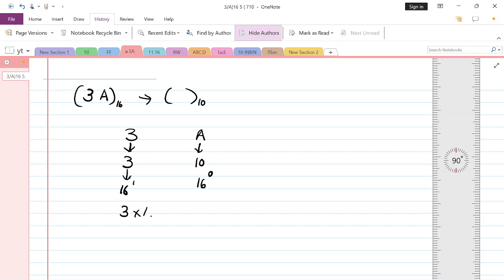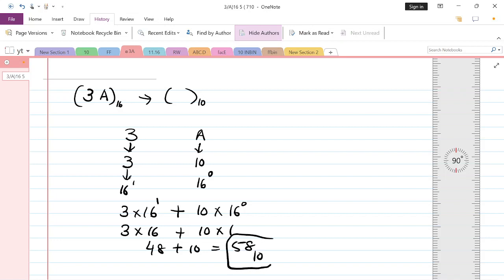So 3 into 16 and 10 into 16. So I won't write a over here. Naturally, you can't multiply a with 16. That is why that rule says that for every hexa digit, you have to write the corresponding decimal value. So we have to add them. These are our powers. So this becomes 3 into 16, 10 into 1, 48 plus 10. So this is the answer in decimal.